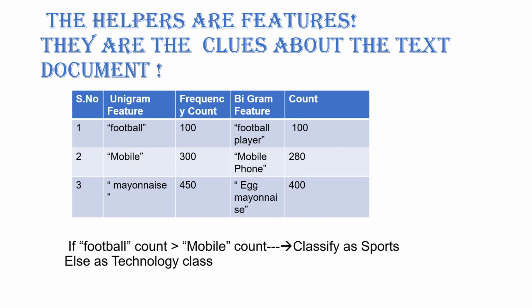So let's say I come across the unigram word football, and I calculate the frequency count of it, and I come to know that it is 100. I also calculate another word, mobile, which is 300, and I also calculate the frequency count of the word mayonnaise, and come to know that the count is 450. Now, at the end of this analysis, if I find that the word football count is greater than the mobile count, although that is not the scenario here, then we can classify the document as the sports domain. Else it would be classified into the technology class.